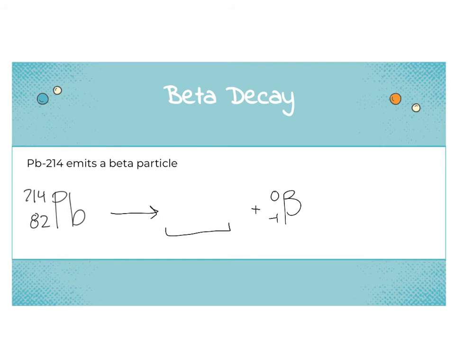-1 for that atomic number there. So we know it's going to gain a proton. That neutron will become a proton, will become positively charged, so it's going to be 83. That mass number is not going to change, it's going to stay 214. So we look on the periodic table, find 83, that is going to be bismuth. So bismuth is what is created in beta decay from lead.